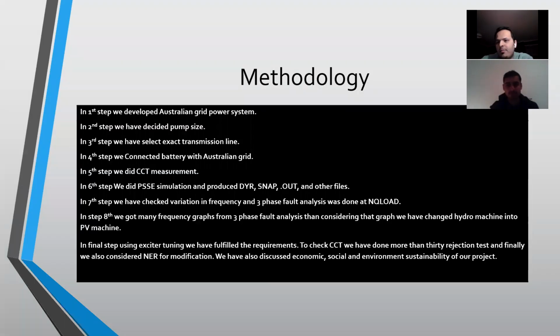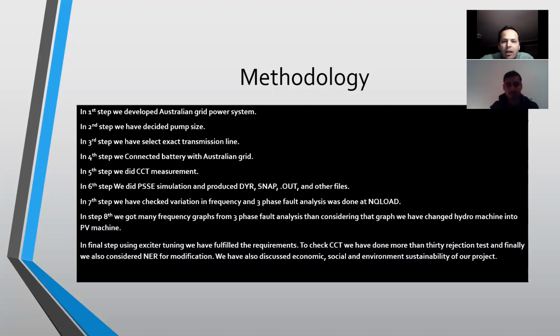This is the methodology, the steps of how we achieved the simulation step by step in our PSSE software. First we developed the Australian grid model. Then we designed the pump size. Then we selected the exact transmission parameters, and the fourth step is to connect the battery with the oscillatory grid. Then we performed the CCT and the load flow. At the same time, we made the required files to perform all the simulations.